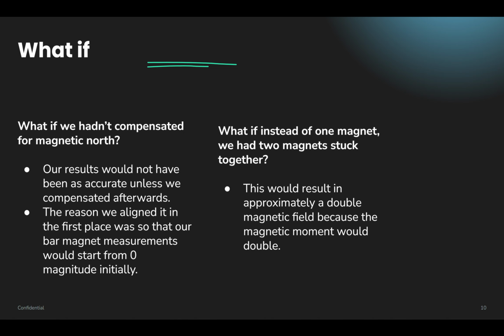What if? What if we hadn't compensated for magnetic north? Our results would not have been as accurate unless we compensated afterwards. The reason we aligned it in the first place was so that our bar magnet measurements would start from 0 magnitude initially. What if instead of one magnet, we had 2 magnets stuck together? This would result in approximately a double magnetic field because the magnetic moment would be double.